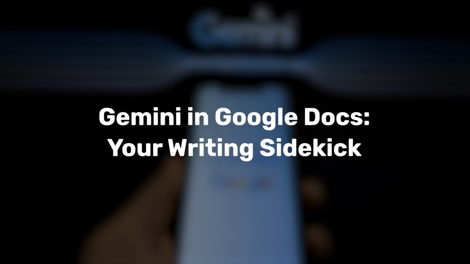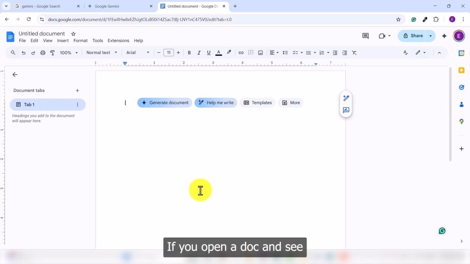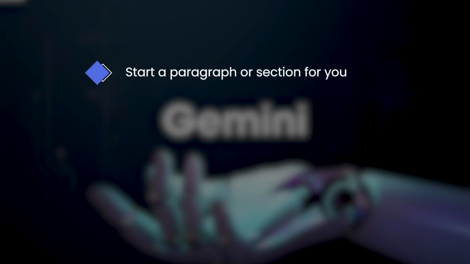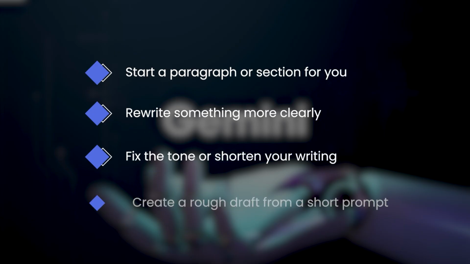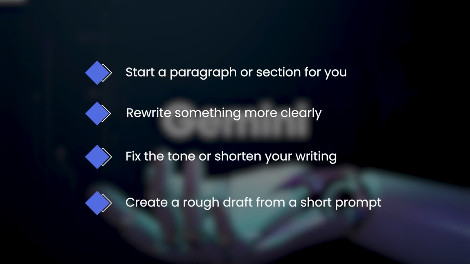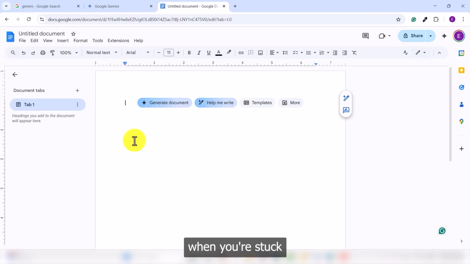Gemini in Google Docs, your writing sidekick. If you open a doc and see this one, help me write prompt or little star icon, that's Gemini. Here Gemini is focused on writing support. You can ask it to start a paragraph or section for you, rewrite something more clearly, fix the tone or shorten your writing, create a rough draft from a short prompt. This is especially helpful when you are stuck or just don't know how to start your assignment.